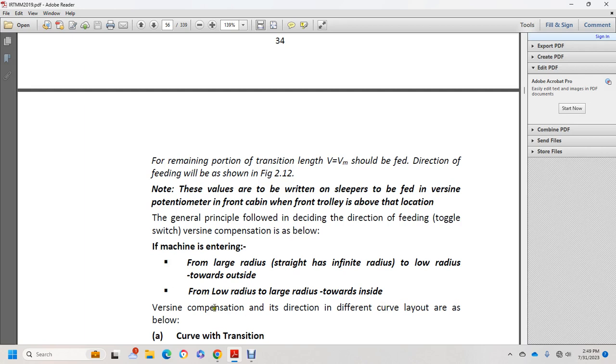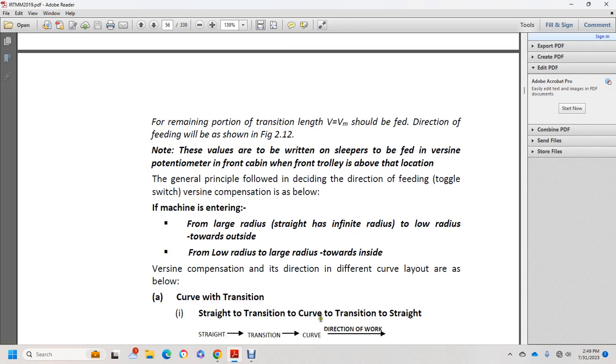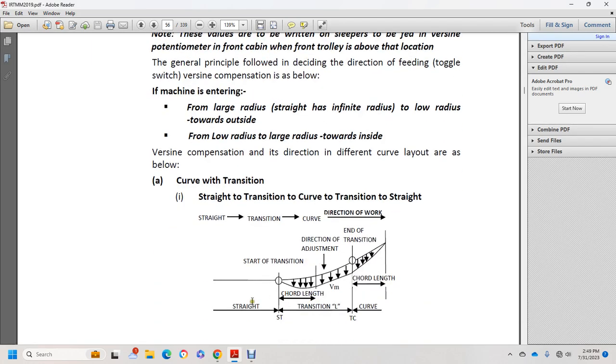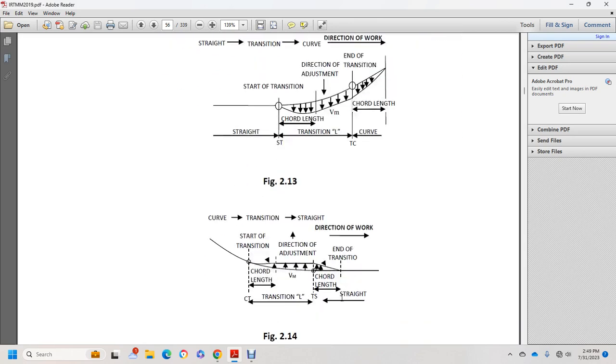Curve layouts are as below, for the curve of the transition straight and the transition to the curve of the transition straight. So for straight, transition, curve, the direction of work, and then you have the straight, start of the transition, chord length, transition L, direction of adjustment, versine compensation M maximum, end of transition, chord length of the curve. Figure 2/4 shows the curve, transition, straight, with the straight of the transition chord length, with the transition L, with adjustment of the versine compensation, with the chord length of the straight, with the end of the transition and direction of the work.